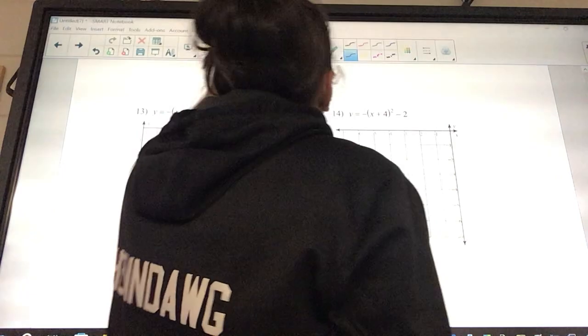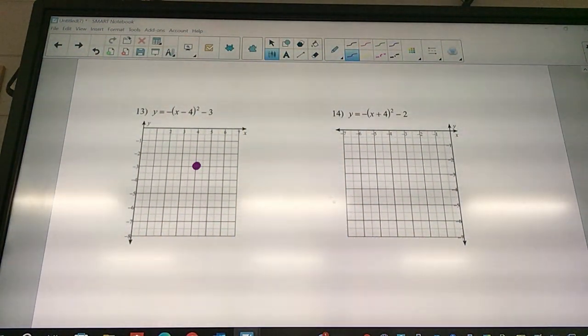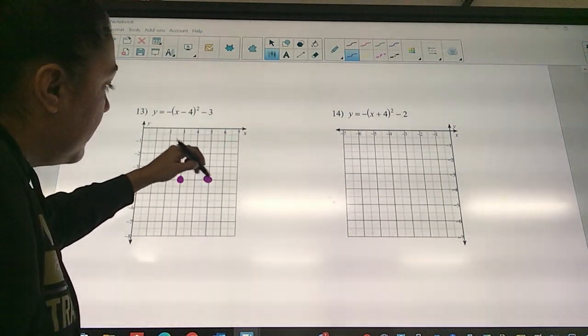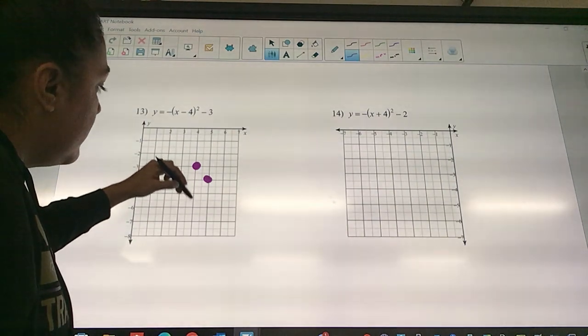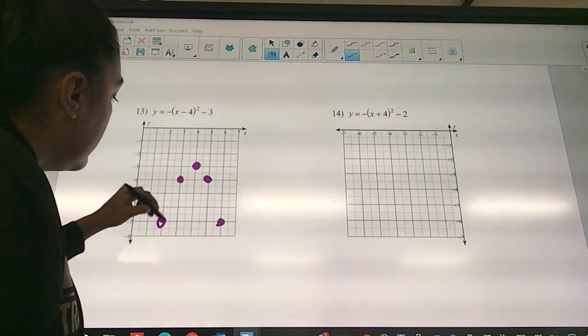Okay, does this graph open up or down? It opens down. So we're going to go down 1 over 1. Down 1 over 1. Okay, or down 4, 1, 2, 3, 4 over 2.